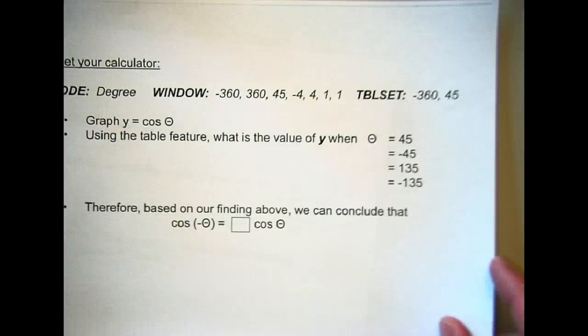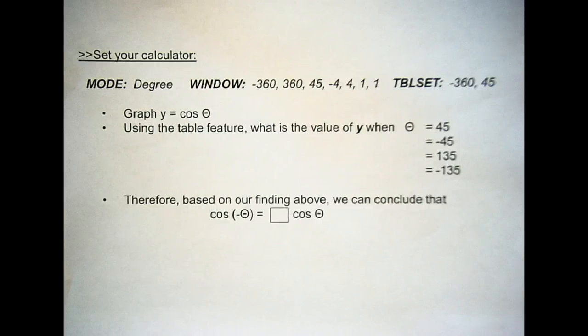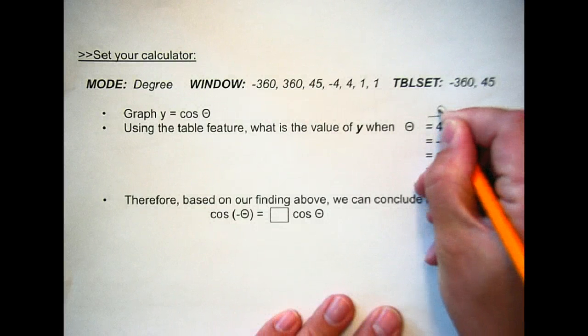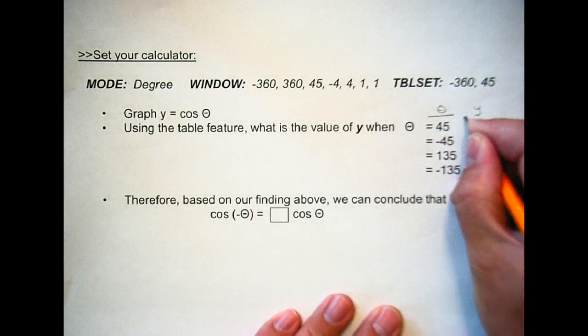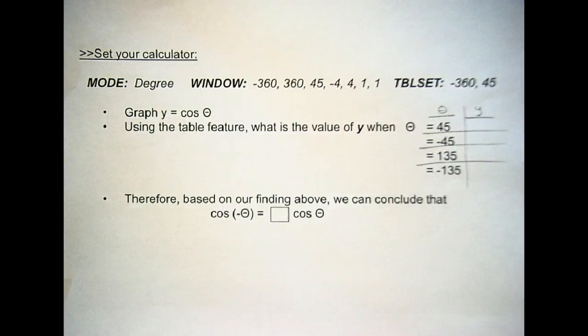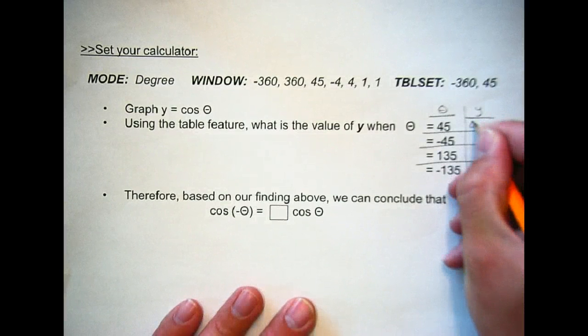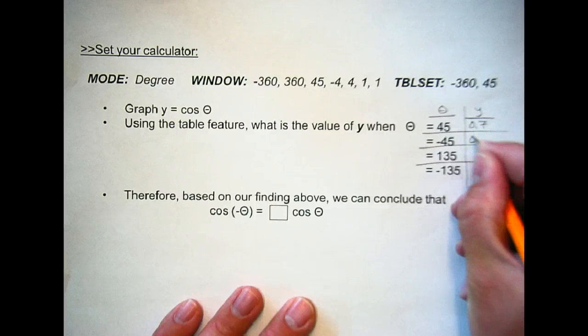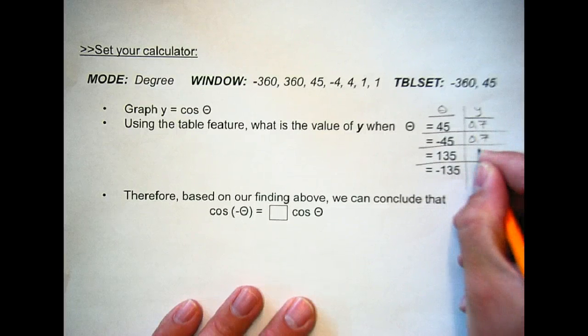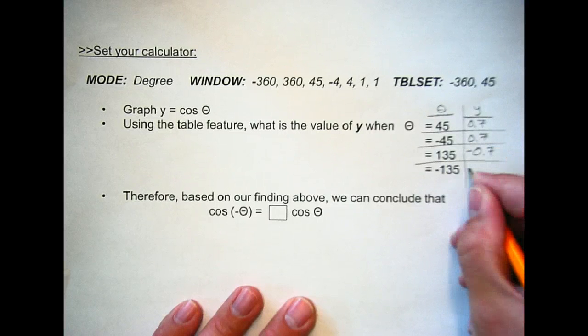I want you to try the same thing, same settings for your calculator. However, now we're going to deal with cosine. So here's theta, but then it's minus theta, and I want your y value there. Go ahead. The values are negative 0.7.